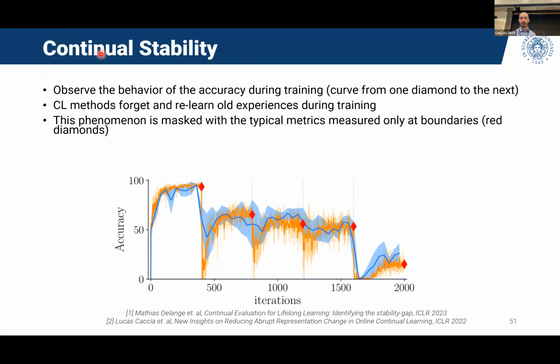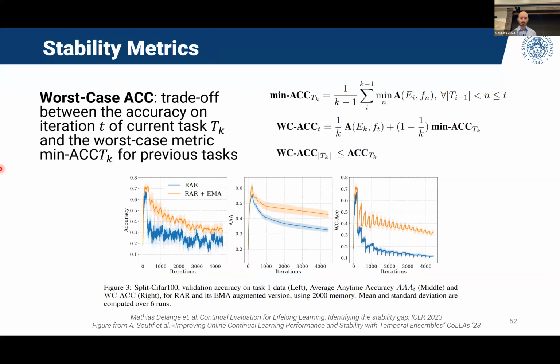This phenomenon is called the continual stability gap, from this ICLR paper from this year. And this is why I told you that it's important to measure the metric along the entire curve, because if you measure only at the task boundaries, you are not going to see the effect of this stability gap. So there are some metrics to measure the stability gap. Basically, they are going to look at the worst case accuracy along the curve. And the idea is that you don't want only the average accuracy or the final accuracy to be good, but you also want the worst case accuracy to be as high as possible.